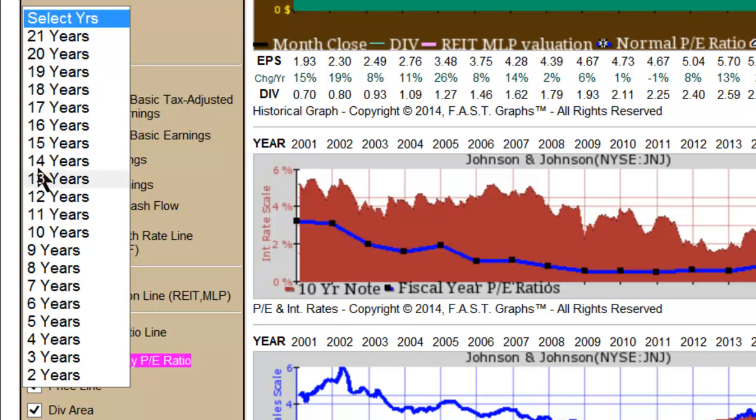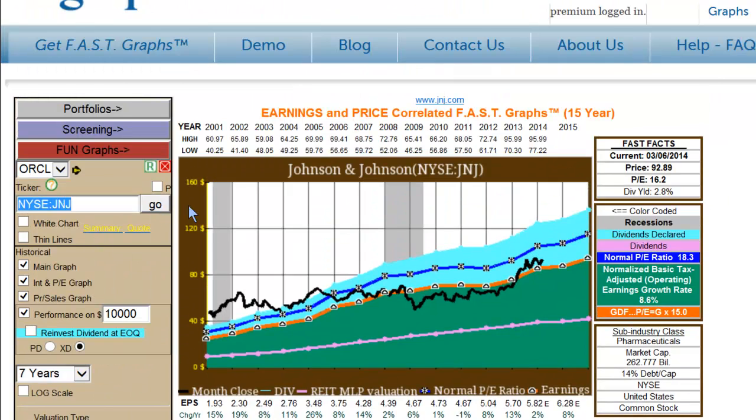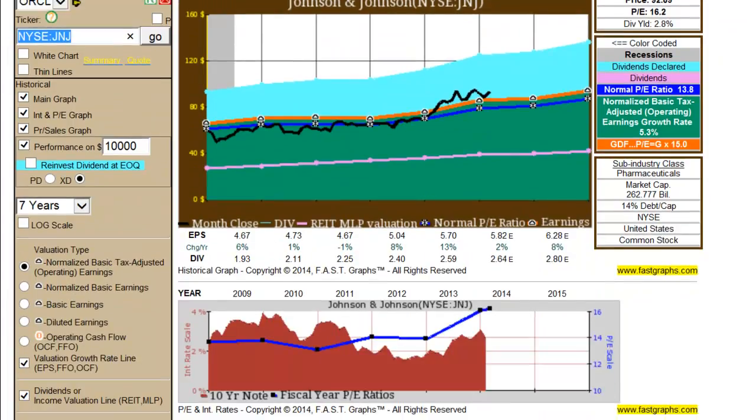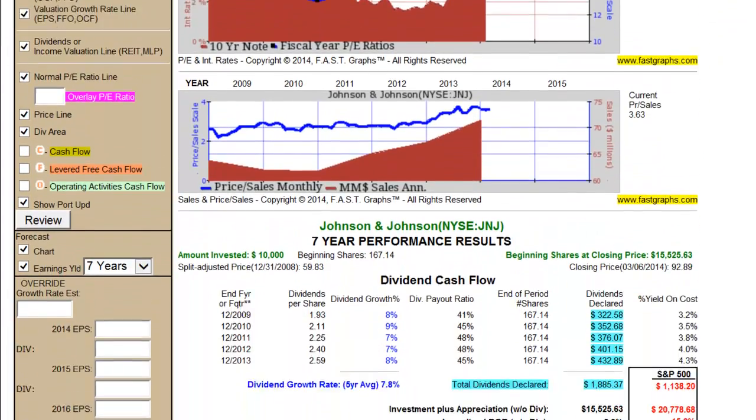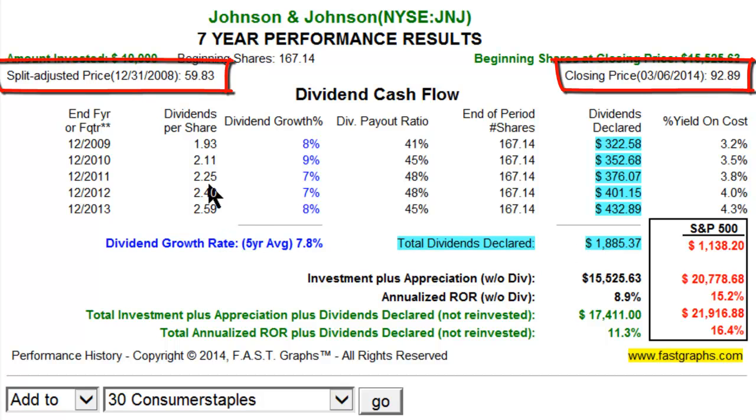The associated performance results, to include a dividend cash flow table if the company pays dividends, are automatically provided for whatever time frame the user chooses. This can be especially useful to illustrate how valuation can impact shareholder returns over time. Note that these performance results are date-to-date calculations with the specific dates found at the top of the report.